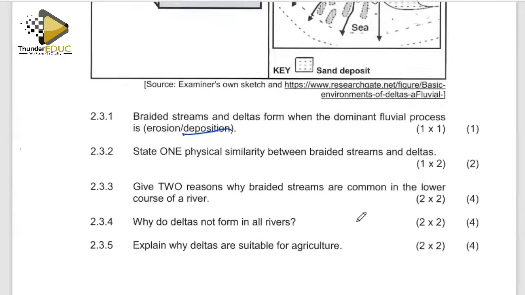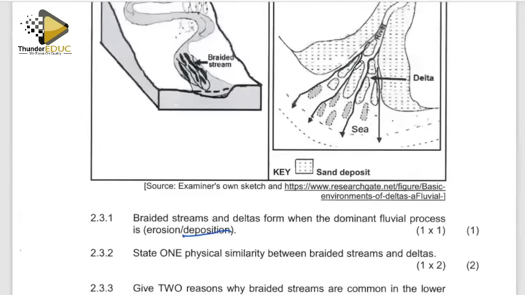One physical similarity. How are they similar, those two? What are the physical similarities between deltas and braided streams? If we check there, let's look at the diagram. This is a delta. We are seeing this area here and this area here. What are the similarities? We can note that the similarity that we tend to find is that we have multiple channels.